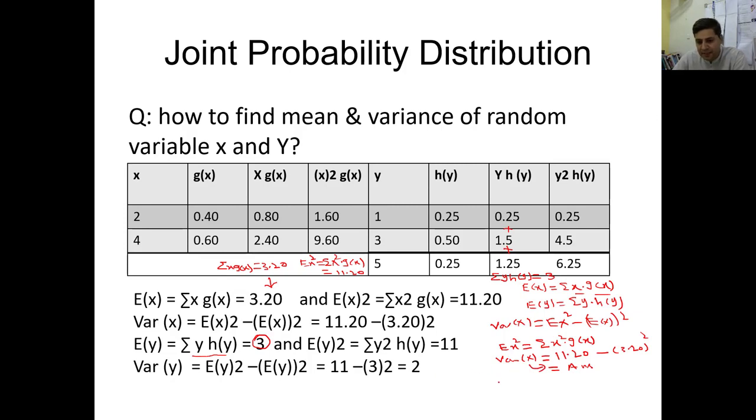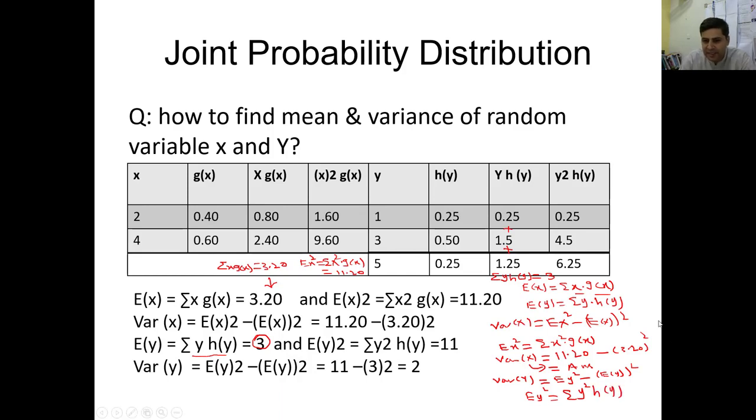Similarly, the variance of y will be E(y square) minus E(y) squared, where E(y) is the mean. So this is the variance formula, and E(y square) is equal to summation y square into h(y).